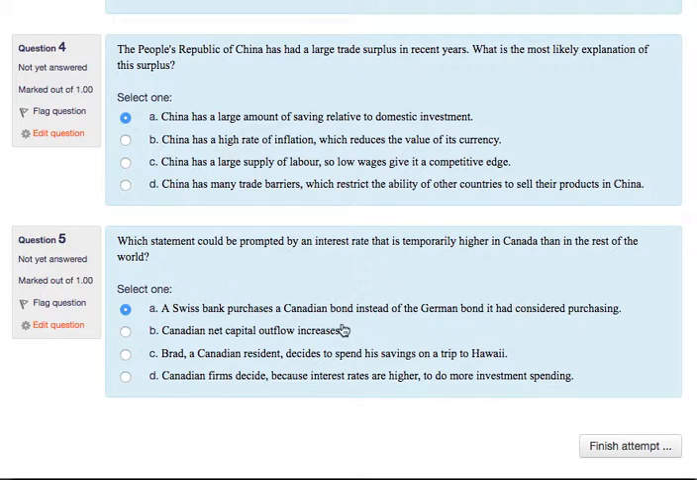Money flowing out from Canadians to elsewhere when we have higher interest rates does not make sense. It would be the opposite. Brad, a Canadian resident, decides to spend his savings on a trip to Hawaii. It's not really linked to an increase in our interest rate. If you have a loan and your interest rate may go up higher, you're not just going to decide to splurge. Canadian firms decide because interest rates are higher to do more investment spending. Actually, that's the opposite. We know that with higher interest rates, the demand for investment spending is lower.